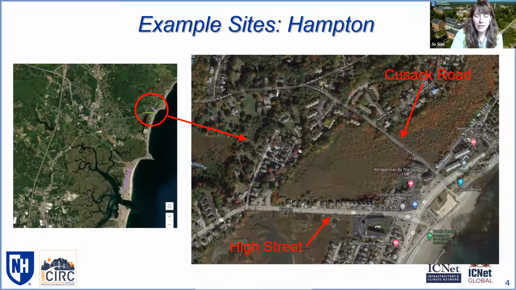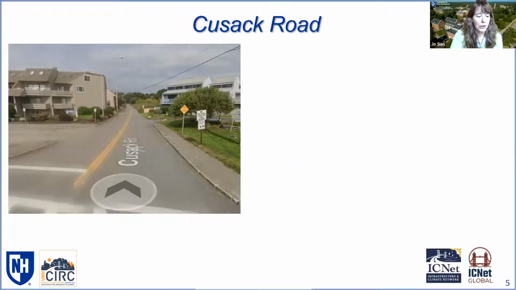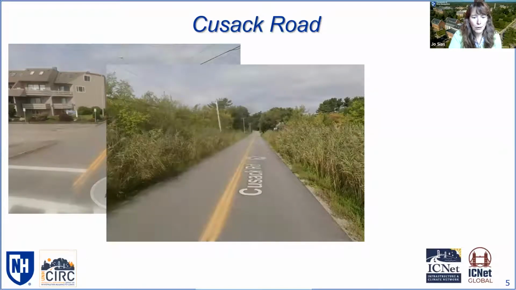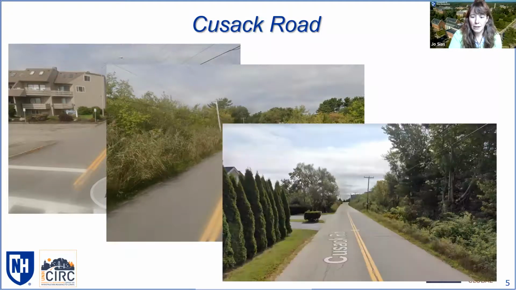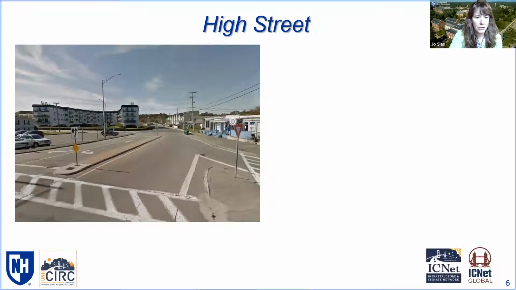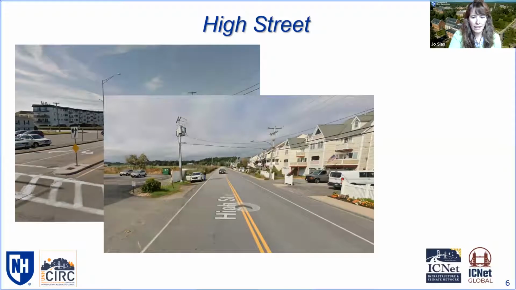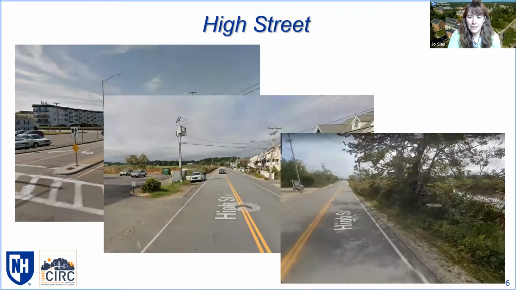So looking at each of these roadways in a little bit more detail, some pictures. This is showing Cusack Road looking from the intersection of Route 1 down the roadway segment. Partway through, you can see in the middle of the segment, there's the marshland on either side. And then finally, a view from the end of the segment looking down towards Route 1. Similar views for High Street. Again, here's the intersection looking down the segment towards the west, midway down the segment, and then looking back east at the end of the segment towards the beach and Route 1.